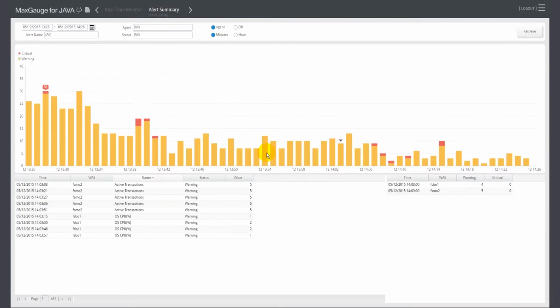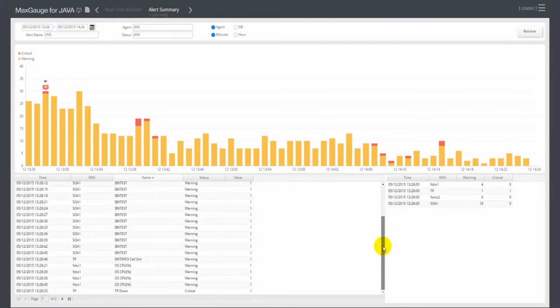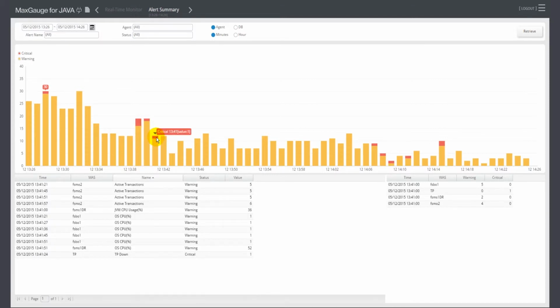On the alert summary screen, you can check the alarm details which exceed the predefined threshold values for indicators in terms of OS CPU usage rate, JVM free heap memory, and number of active transactions. Depending on the alert level, it will indicate yellow for warning and red for critical level.